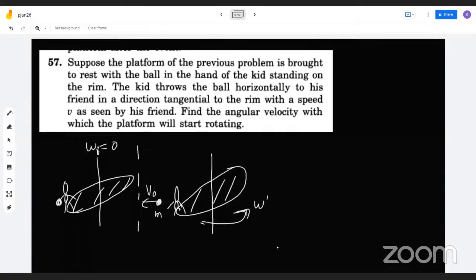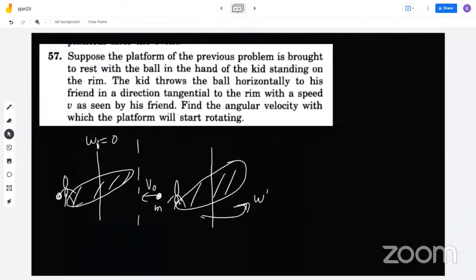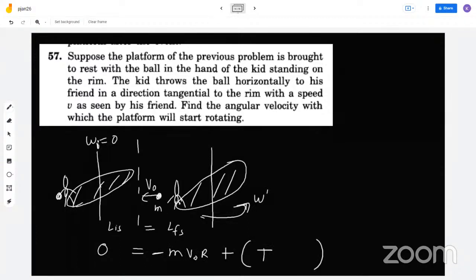How will you find this one? Conservation of angular momentum. In this it will be the opposite of the previous. The axis we care about, obviously. So what is the initial angular momentum? 0. Initial is 0. Now finally, if you take the ball's as negative, -mv0r, then this will come as plus, since it is going in the opposite sense. And what else is there? The platform plus the kid, times omega dash. This is for the platform and this is for the kid.